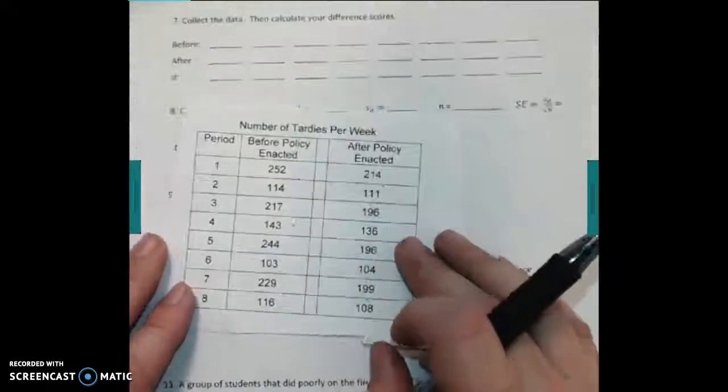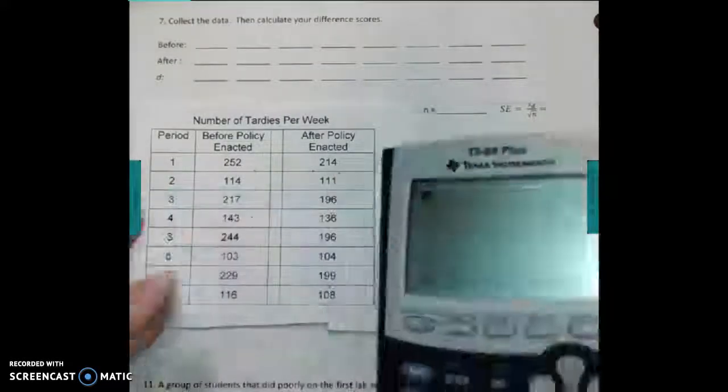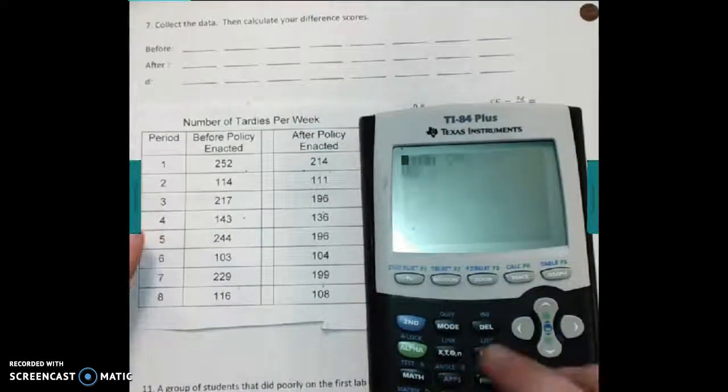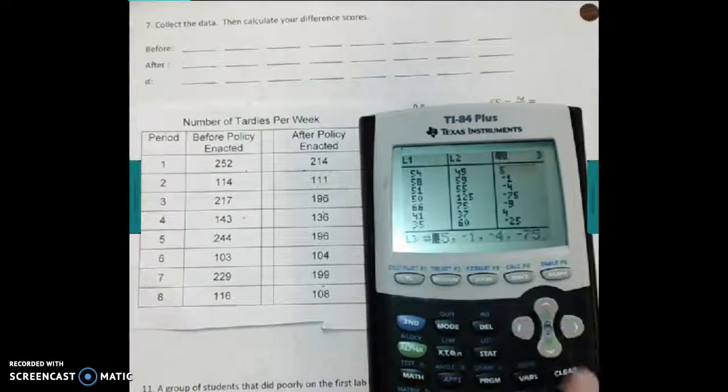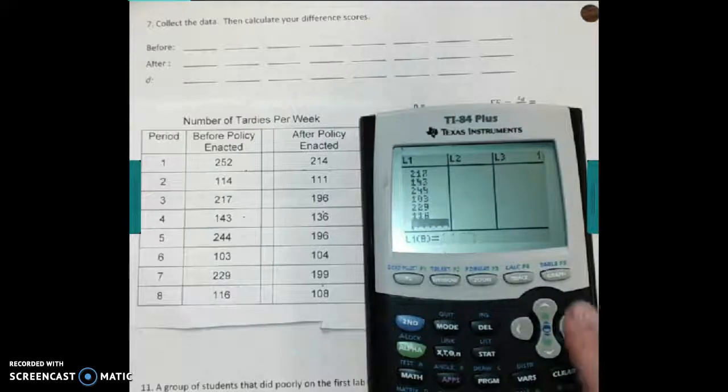So now I've got this data, right? I've got the before and after. I'm not really interested in these before and afters. What I'm really interested in is the mean difference. The easiest way I find is to go to stat edit and just quickly type into list 1 the first column here, and in list 2, type in the second column.